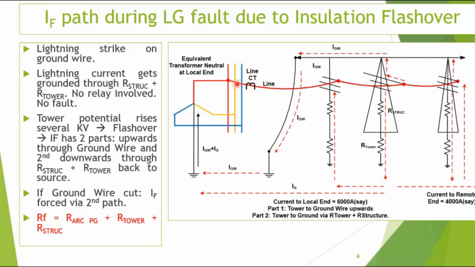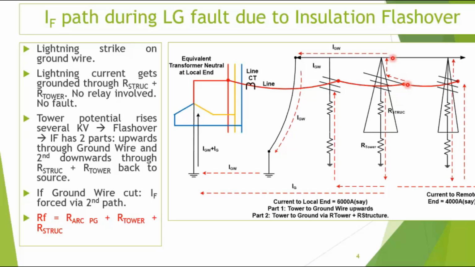So really speaking, the lightning current is not seen over here. It is the flashover between the conductor and the tower structure that is creating the ground fault, but the source cause is the lightning. That is what I understood of this phenomenon. If I am wrong, please correct me, but this is how I see it.